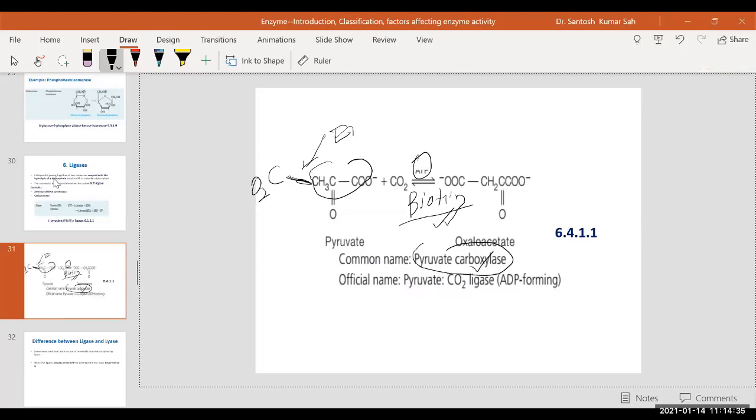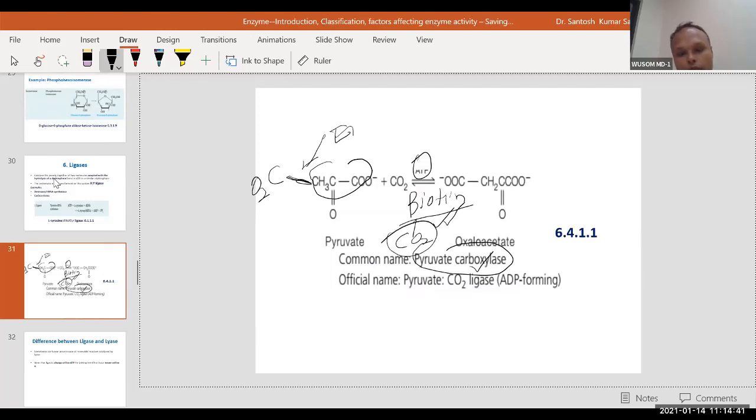All carboxylases require biotin, and biotin transfers CO2. Adds CO2. CO2, biotin, and carboxylase. Carboxylase itself means carbon dioxide addition. So I am going to ask this question definitively. So you already got 1 mark. If you focus your attention, you already got 1 mark.